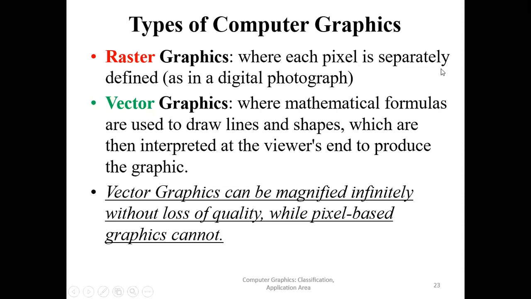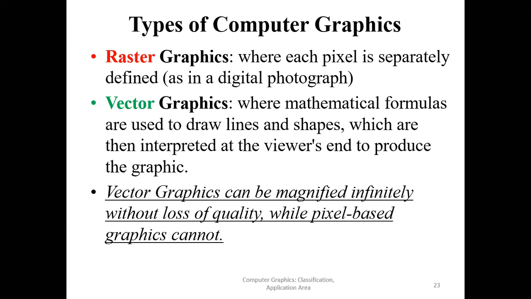Where each pixel is separately defined, as in a digital photograph. And what is a vector graphics? Where mathematical formulas are used to draw lines and shapes, which are then interpreted by the viewer to produce the graphic. It's fine if you don't understand the definition, we'll see some examples very soon. So just remember these two things.